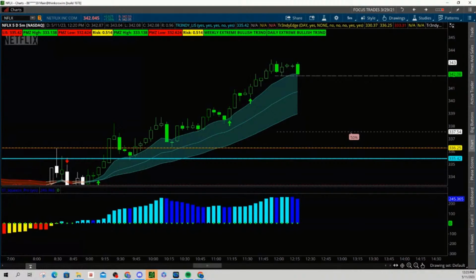It's resistance, right? So I want you guys to say this out loud and put it in your journal. When you're above a cloud, it is support until proven otherwise. When you are below a cloud, it is resistance until proven otherwise. It's as simple as that. Now, let me ask you a question.